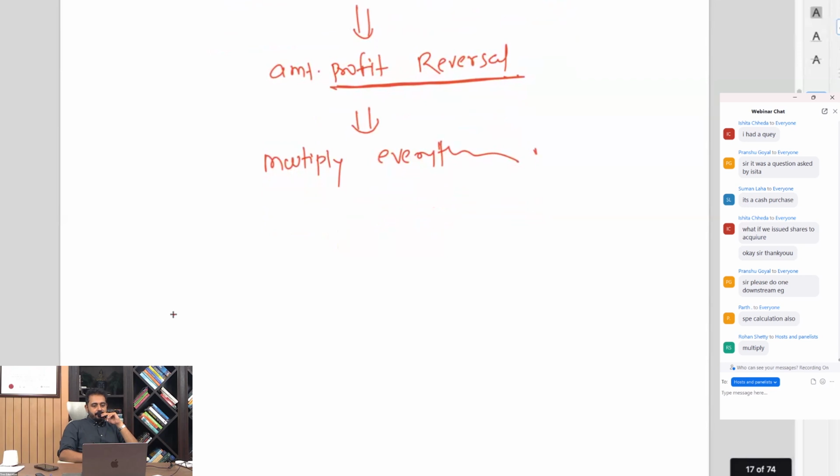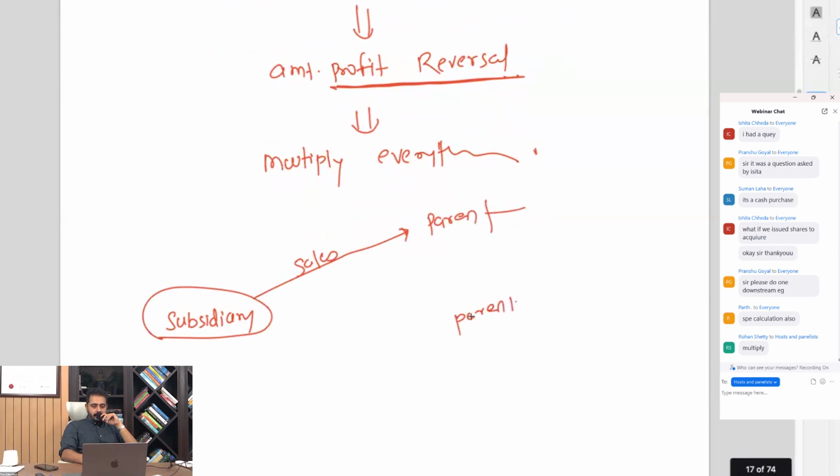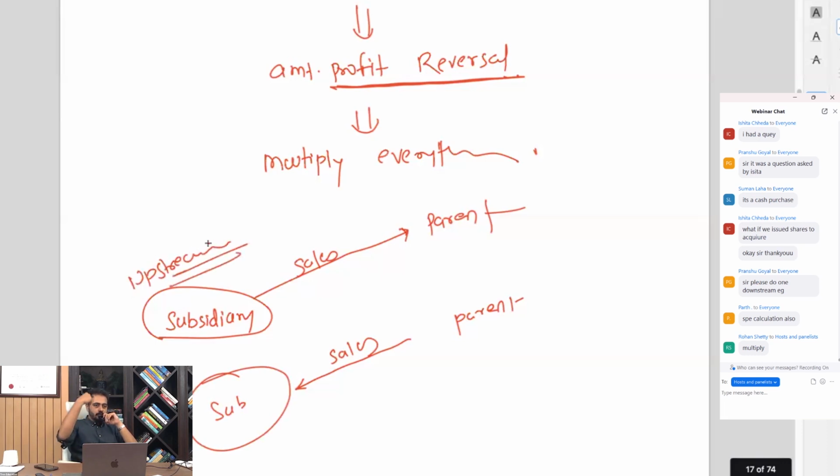Let us say that there is a subsidiary, and that subsidiary happened to make some sales to the parent company. This is called an upstream transaction. Or the parent company happens to make some amount of sales to the subsidiary, then this becomes a downstream transaction. So the name itself kind of gives it away, no? Upstream, selling upward; downstream. Technically for you, the eventual profit reversal calculation is going to look the same.